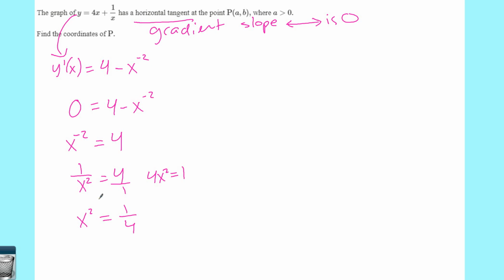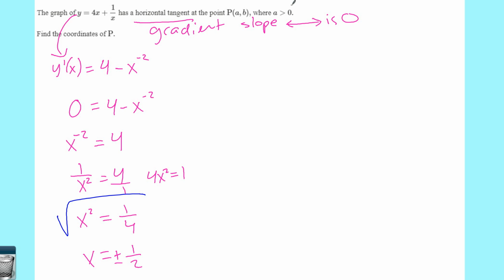So then that means x must equal 1/2. Oh, I hope alarms are going off. That should be plus or minus because we put the square root there. We're taking the square root of both sides. We got to put plus or minus. That's what you got to tell yourself. So we have two values, 1/2 and negative 1/2.